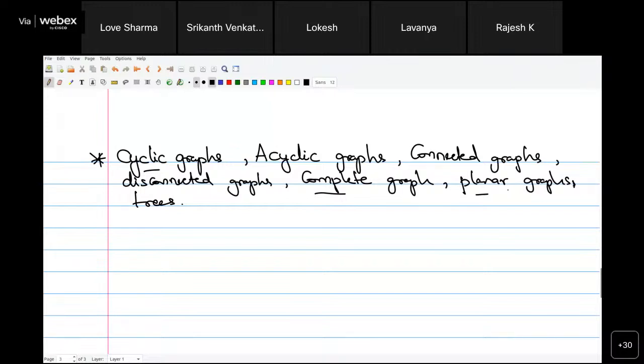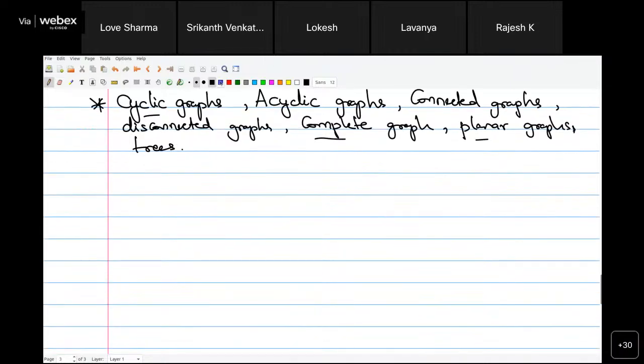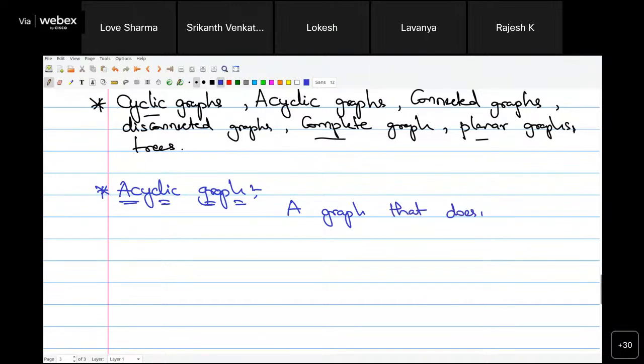Okay, let me start with, anyway we require directed acyclic graphs. I will start with acyclic graph. So let us look at what acyclic graph means. So this is the definition: a graph that does not contain any cycles. So now there is a new term called cycles. So what do we mean by cycles? So let us define that also.